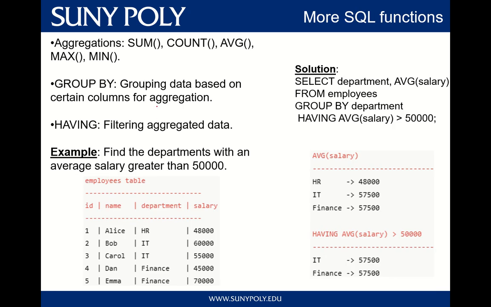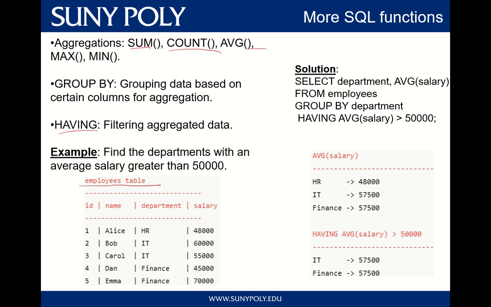Let's check one more theoretical example, and then we will move to use some code. So aggregations, these are functions to compute metrics: sum, count, average, max, mean, and there are more, of course. Group by, we want to group our observations based on one or more variables. And having is for filtering aggregated data. So let us go over an example. In this one, we have the employees table, and the idea is to find the departments with an average salary greater than $50,000. So it's the average salary per department.